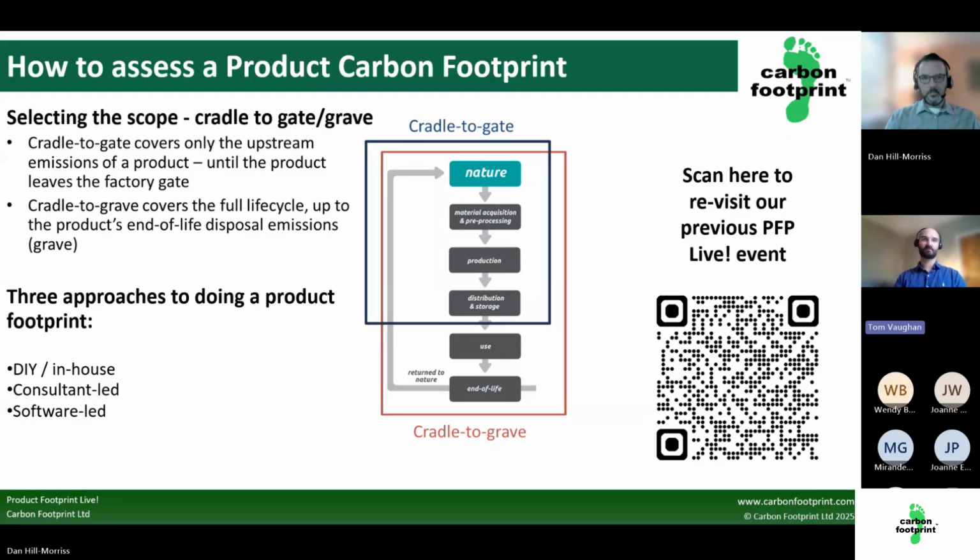Once you've decided that, there are a few different methods of assessing your footprint. You can do it DIY or in-house on Excel spreadsheets. This would be ideal if you've got quite a simple product with just a few materials. You can access emission factors online, do a few spreadsheet calculations, and then you'd want to get those calculations verified by a third-party consultant, so you know it's all correct and accurate. So there's no reason you can't do it in-house.